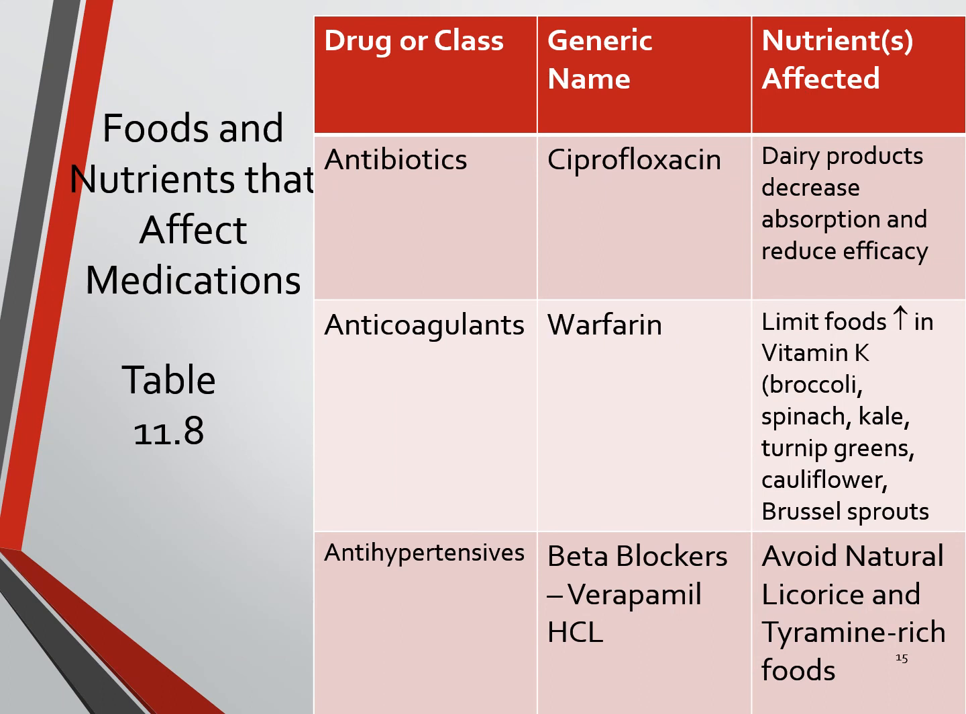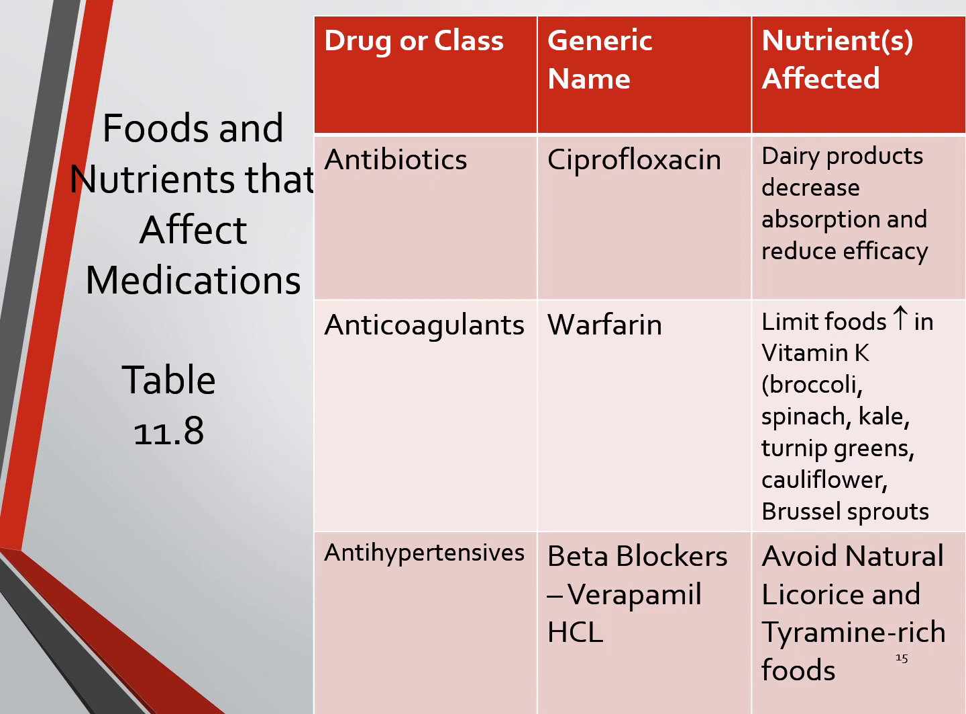This next slide is a summary of your textbook table 11.8. We look at antibiotics such as Cipro, ciprofloxacin. Dairy products will decrease the absorption of this particular antibiotic. And if dairy products are consumed with ciprofloxacin, then it also reduces its effectiveness or efficacy.